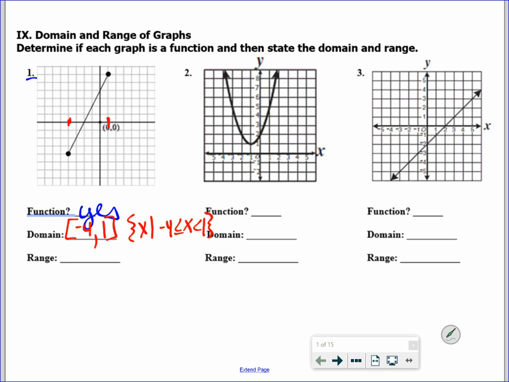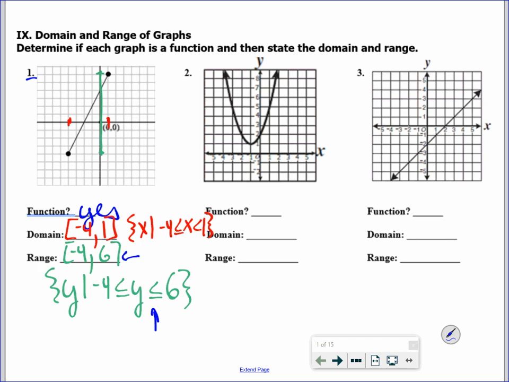The range would be from -4 to 6, or the range is all values of y such that y is greater than or equal to -4, but less than or equal to 6. And these less than or equal to's is why we have the square brackets.